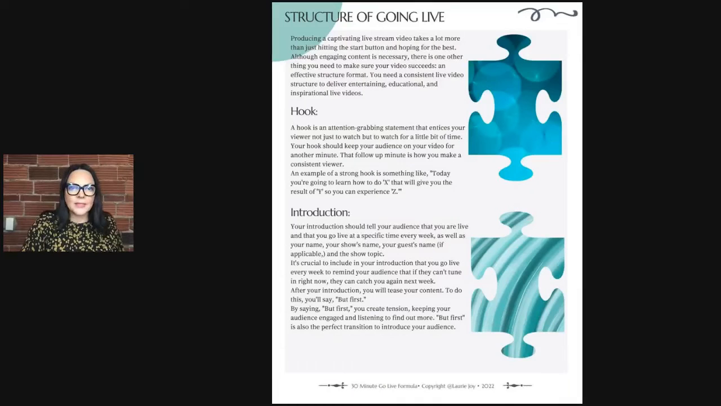Now, what happens is your lives have to have some sort of structure. All right, they have to have some sort of structure. And as you can see here, I'm going to walk you not only through the structure, I want to walk you on how to engage your people through this structure. And then I want to give you the template which you can follow every time you go live.